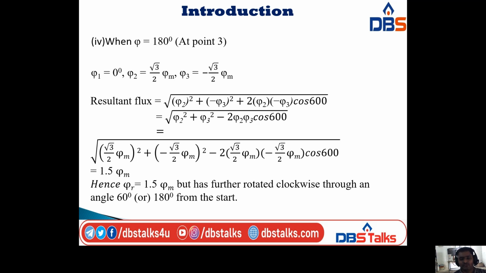We know the formula and we know the values of phi 2 and phi 3. After substitution we have root of (root 3 by 2 into phi m) whole square plus (minus root 3 by 2 into phi m) whole square minus 2 into (root 3 by 2 into phi m) into (minus root 3 by 2 into phi m) into cos 60 degrees. That is equal to 1.5 into phi m. Hence phi r is equal to 1.5 into phi m, but has further rotated clockwise through an angle of 60 degrees, or 180 degrees from the start.